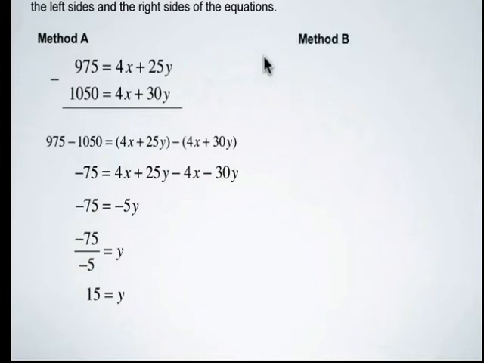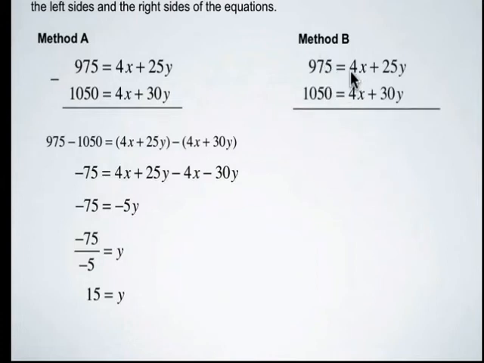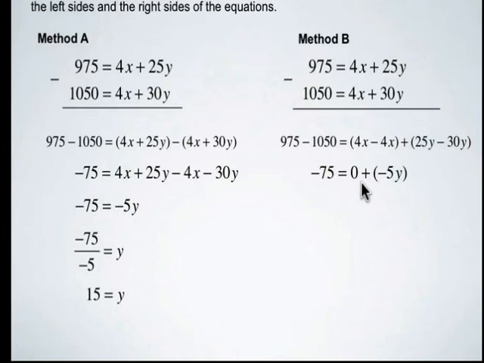So method B is going to be very similar here, and what we're going to do is subtract each term vertically. So again, we end up with 975 minus 1050, which is the exact same as what we did before. Now we're going to show the subtraction of the 4x's together, so 4x minus 4x, and 25y minus 30y. And when we do this, we end up with negative 75, and once again 4x minus 4x is 0, and 25y minus 30y is negative 5y, and so we end up right at the same point that we did in method A. So whichever way you feel comfortable, I'm going to be using this method mostly because it seems to be the one that most people prefer. And now we continue. Divide both sides by negative 5 to solve for y, so y is equal to 15.